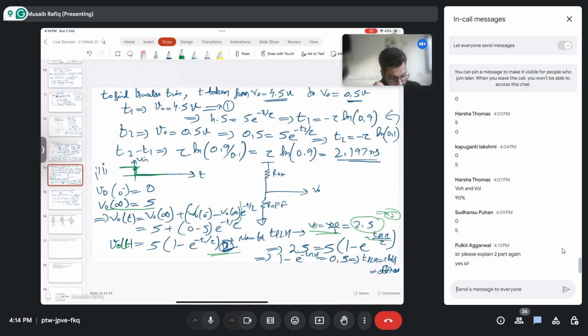Once you do the math part of it, it comes out to be 1 minus e raised power minus tp low to high equal to 0.5, which gives tp low to high equal to tau times ln of 2, which is equal to 0.69 nanoseconds, because tau is 1 nanosecond itself, right?